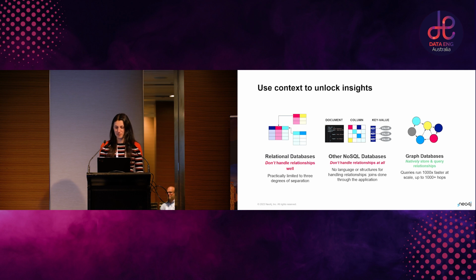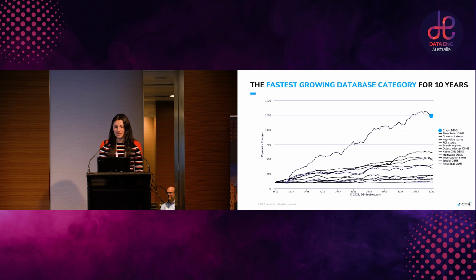So as you can see here from the slide, queries can run up to 1,000 times faster and also scale up. The more hops you do, often the faster we get, which is the antithesis of what you might be used to seeing in a relational database. This is not a new thing, and if we're looking at where GraphDBMS sits against other types of databases, it is the fastest growing database category we've seen for over 10 years running now. So this is a real thing, and it does scale.